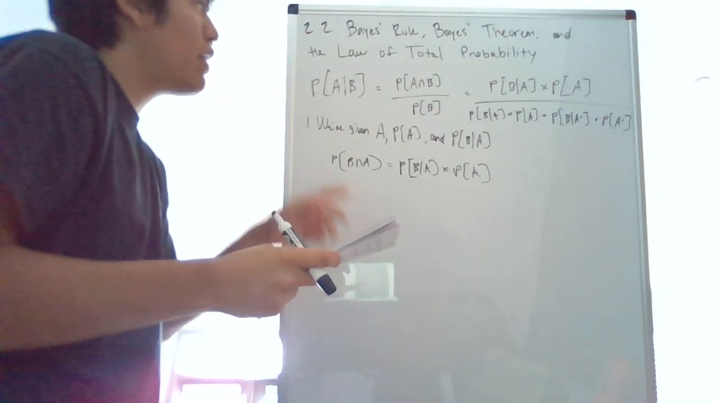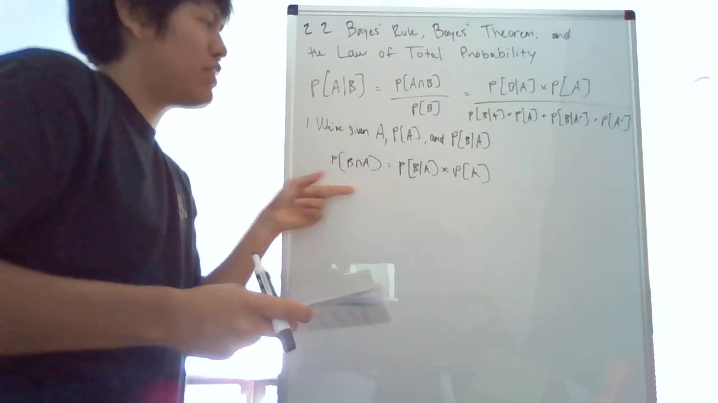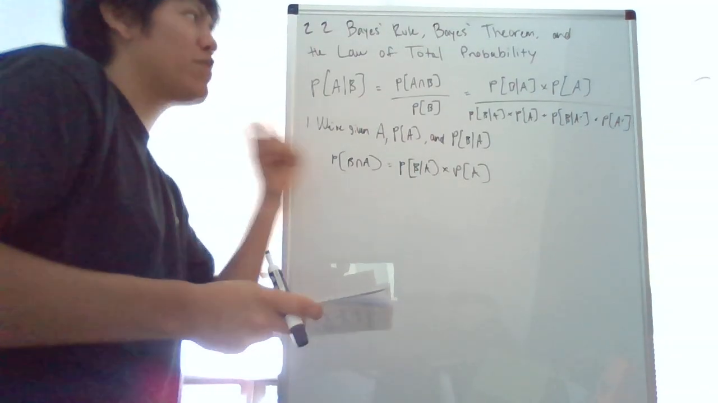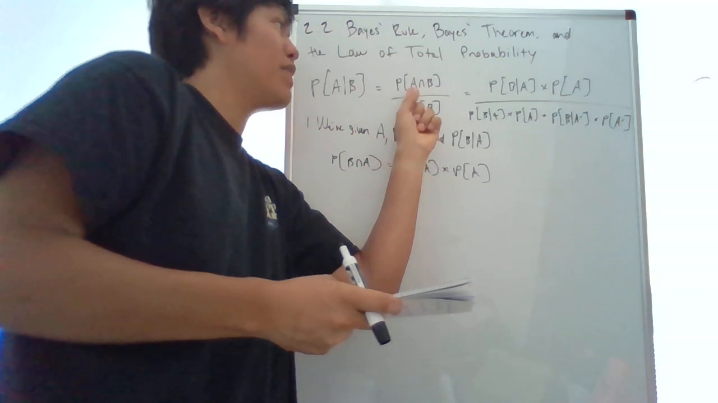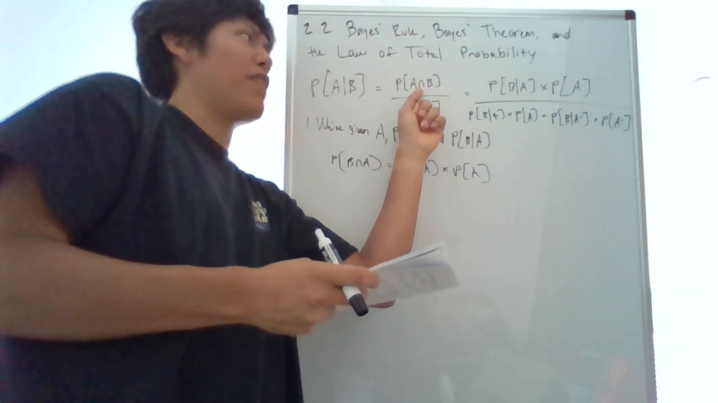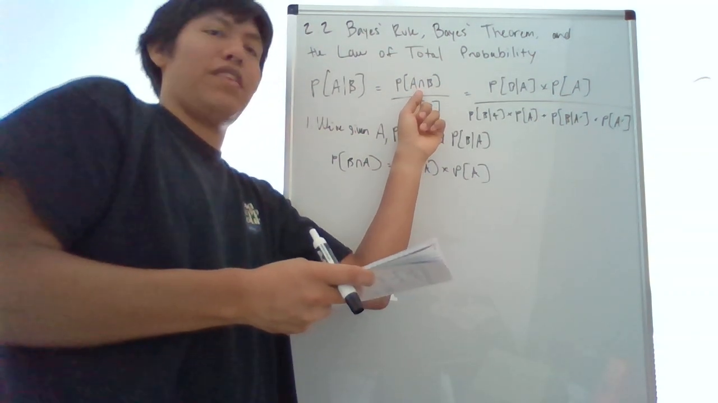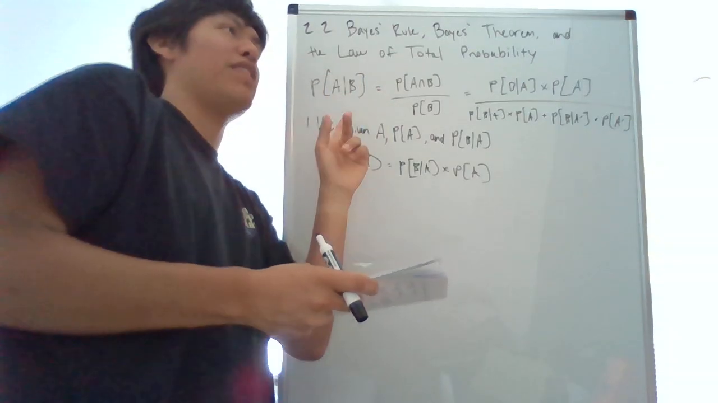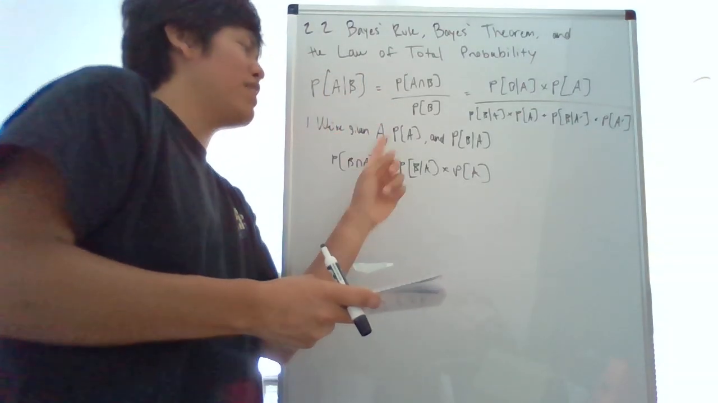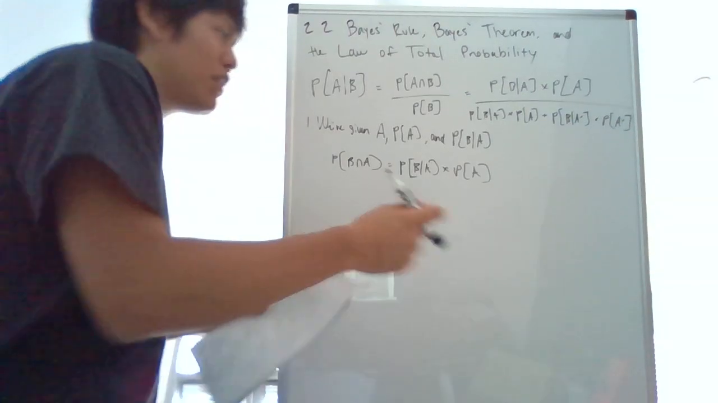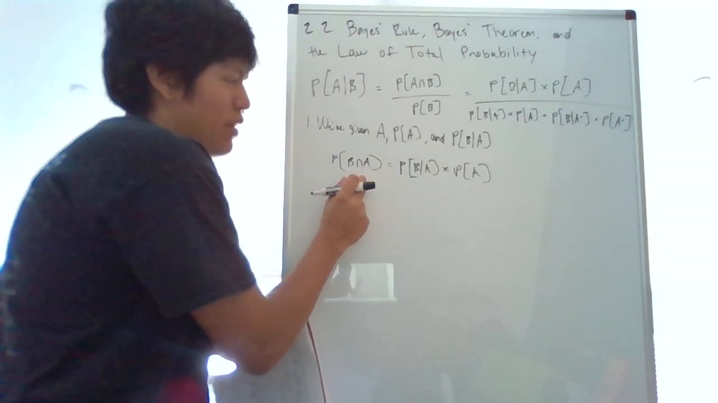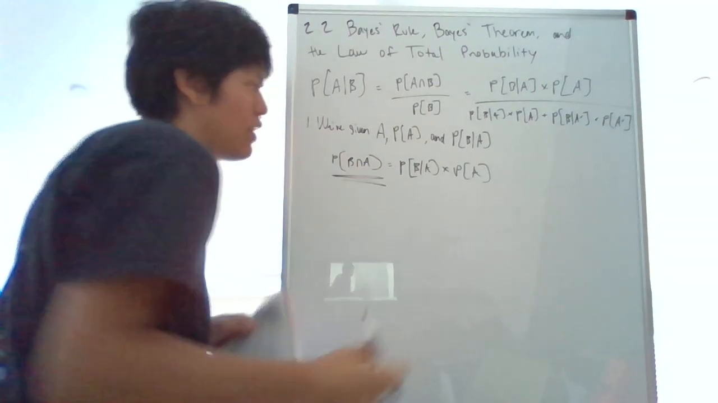Right? And again, this just comes from the previous rule, but also you'll notice it's very similar to this top part, other than the fact that these two events are switched here in the intersection. But again, B intersect A is the same as A intersect B. So if we're given these two, then we can find this.